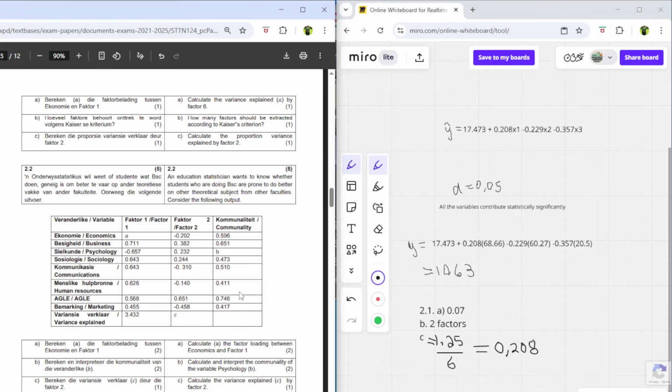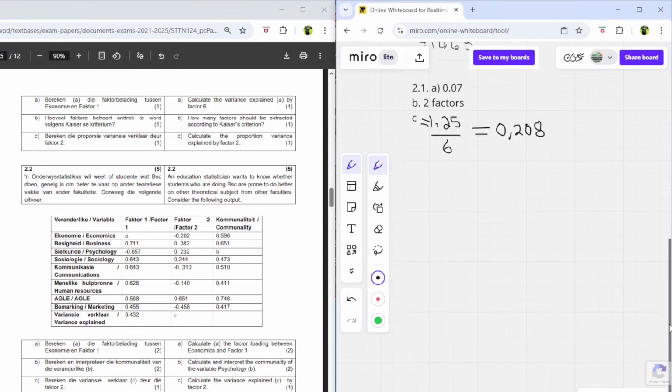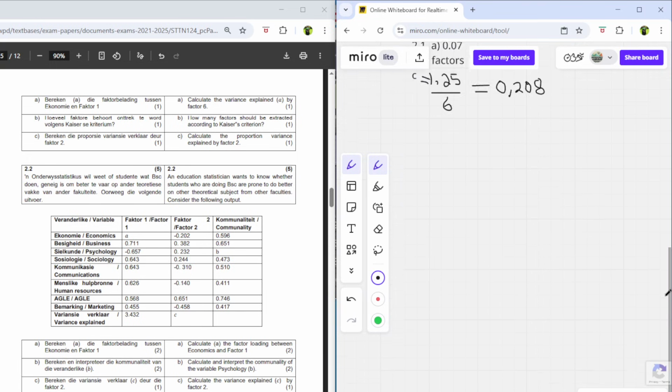So there are some numbers that are missing here, and we have to do some calculations to find those numbers. Now 2.2a. They say calculate A, which is the factor loading between economics and factor 1, which is this value over here.